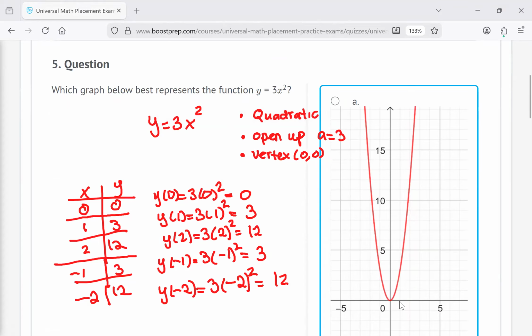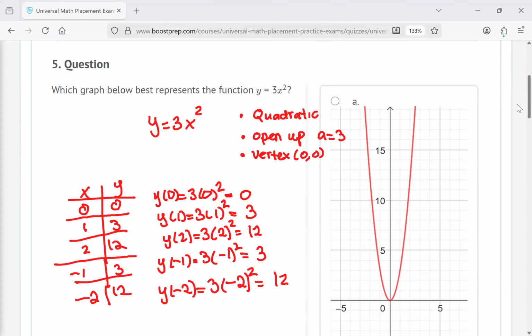Here's x value 1. Does it have a point 1, 3? Yes. What about 2, comma 12? Here's 2. Way up here, yes. Negative 1, comma 3. Yes. Negative 2, comma 12, yes. That's a good choice.